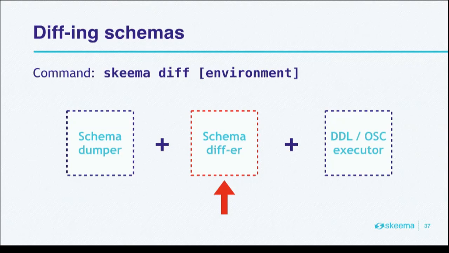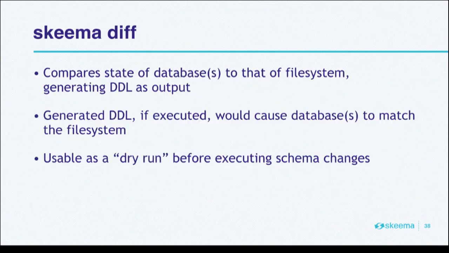All right, moving on to the concept of a schema diff. So, similar invocation on the command line. You run schema diff and then an environment. And what that will do is output a series of DDL statements that would convert the current state of whatever environment you pointed it to, to the state of the file system. So again, the file system is your desired state. And if you actually ran that DDL, it would basically cause the two to be in sync. But schema diff never runs DDL, it just outputs it. So it's usable as a dry run before actually executing schema changes.